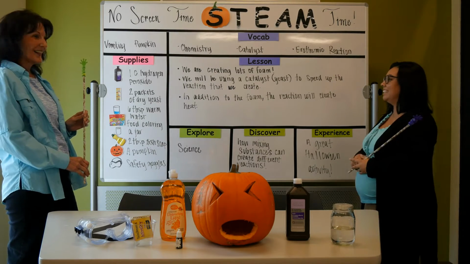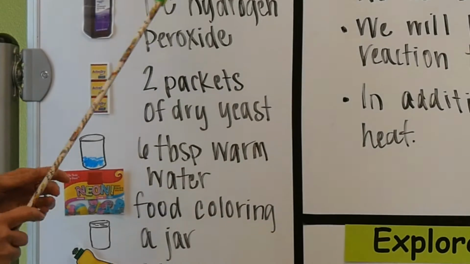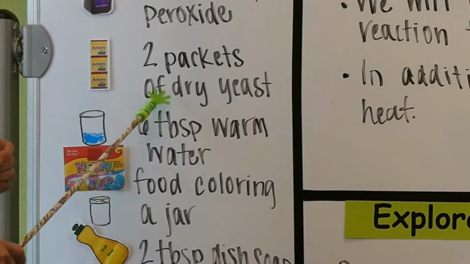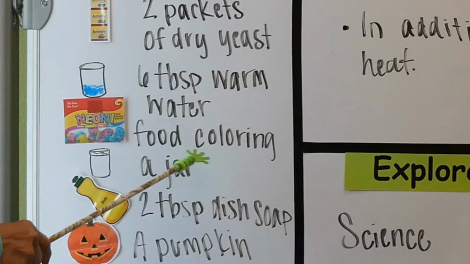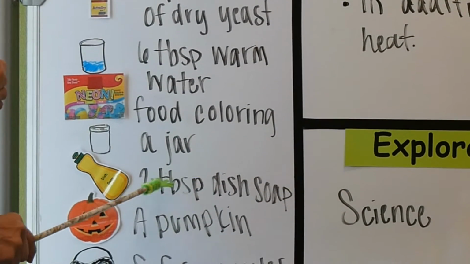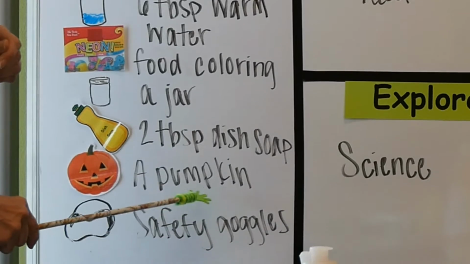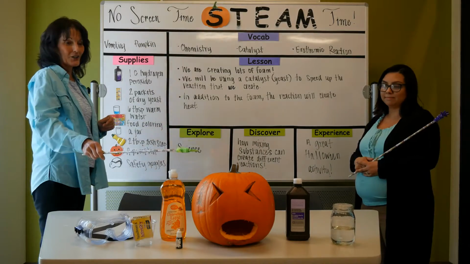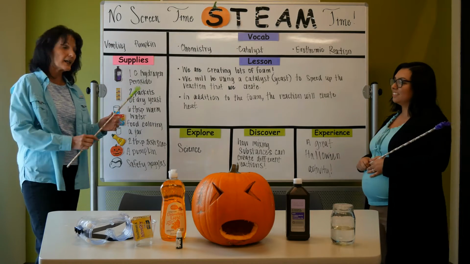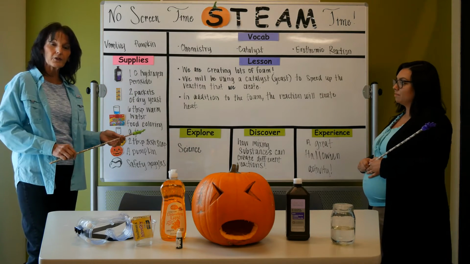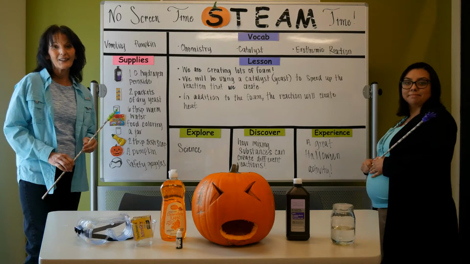I can't wait. You're going to need 1 cup of hydrogen peroxide, 2 packets of dry yeast, 6 tablespoons of warm water, food coloring, a jar, 2 tablespoons of dish soap, safety goggles, and a carved pumpkin. And you see we have ours here. Great job, Bree. He looks like he's ready to go. And it does sound like a long list of supplies, but most of the things you probably have right in your house already.